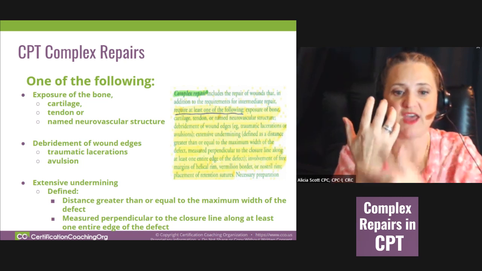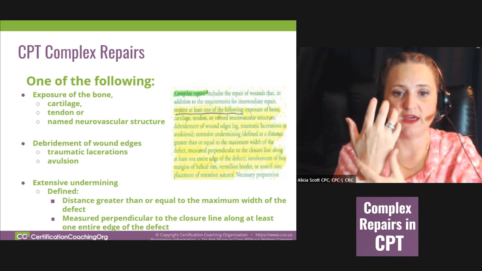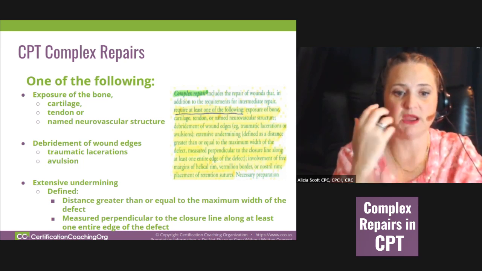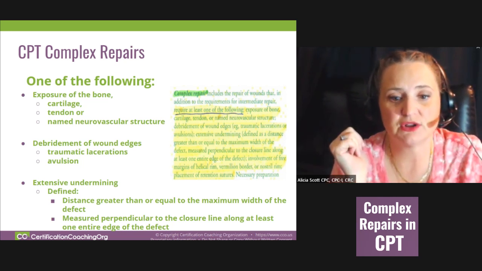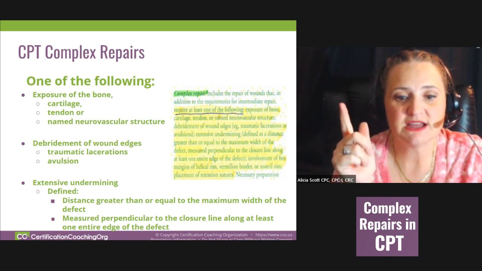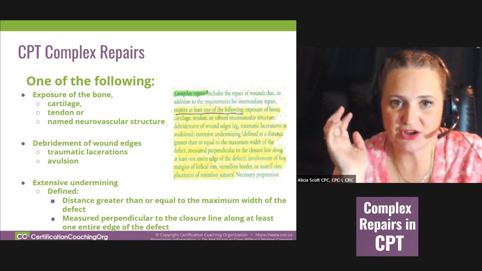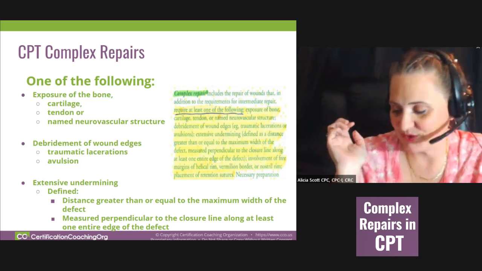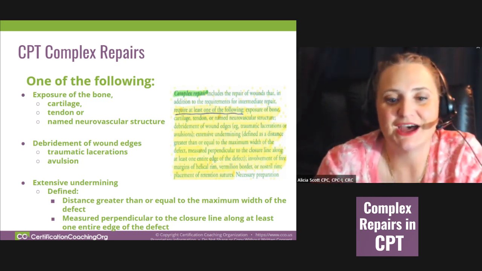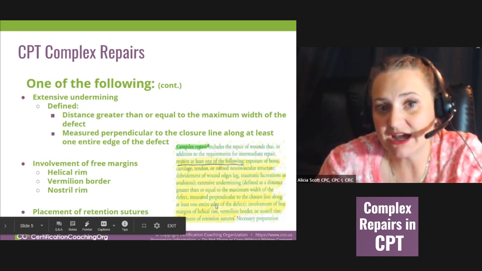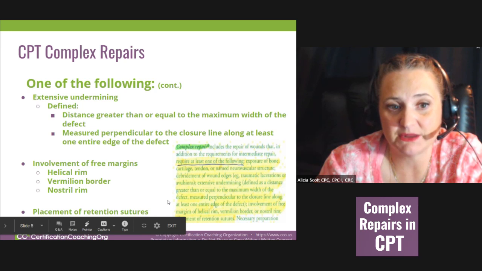So if the width and the length, we have to compare that. Also, you can measure perpendicular to the closure along at least one entire edge of the defect. So perpendicular. Didn't know you were going to have some of these phrases when you were in school and they talked about, I don't ever need to know what perpendicular means. So again, that could constitute the need to classify it as a complex repair.